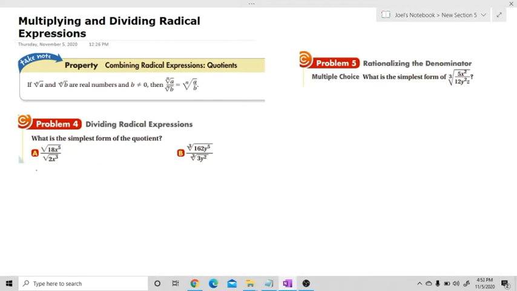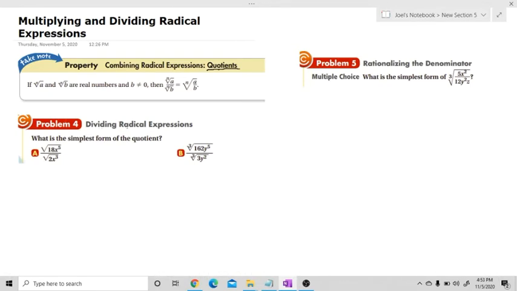In dividing radical expressions, we must follow the quotient property of radicals. It states that if the nth root of A and the nth root of B are real numbers, and B is not equal to 0, then the nth root of A all over the nth root of B can be expressed as the nth root of A all over B. We can use this property to divide radical expressions. Let's proceed to the problems.